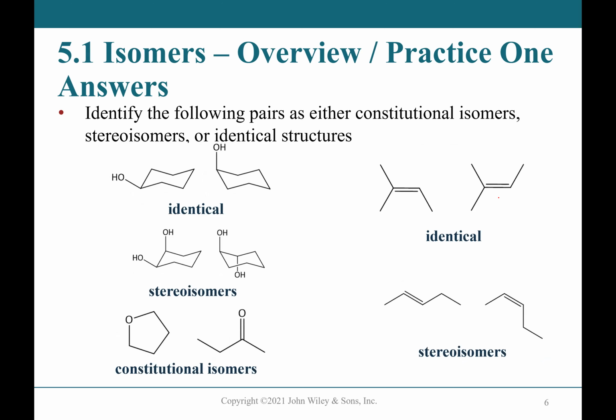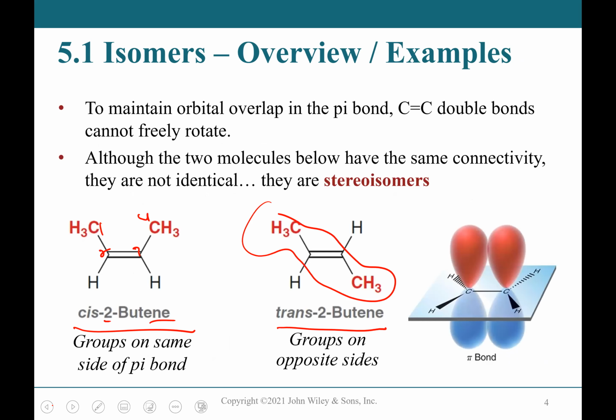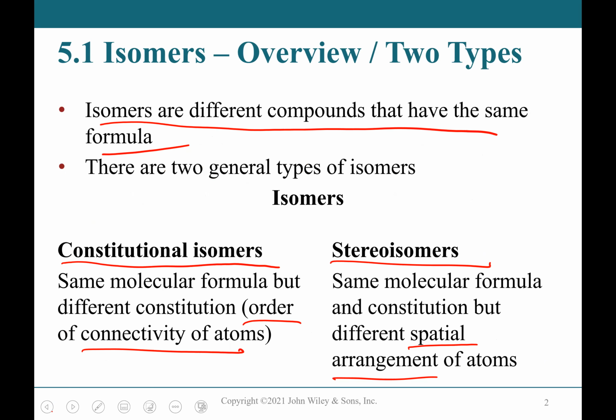So, if you just flip this right here, you'll see it's identical. Here we have trans, here we have cis, we have our 2 stereoisomers. They're just different spatial arrangements. These are constitutional isomers. And let's go back and look at the definition of constitutional isomers: same molecular formula, but different constitution, order of connectivity of atoms. I want you to see that it does have the same molecular formula.